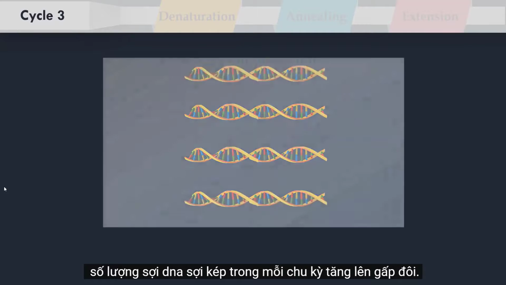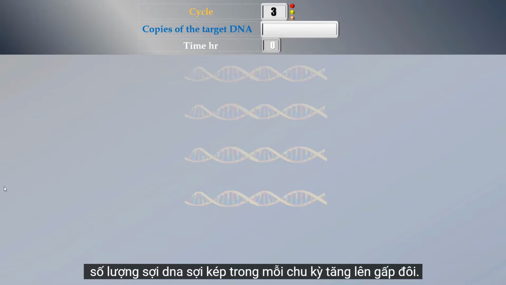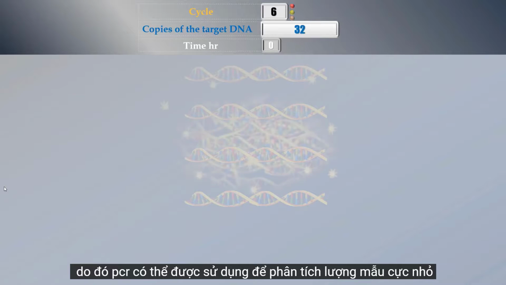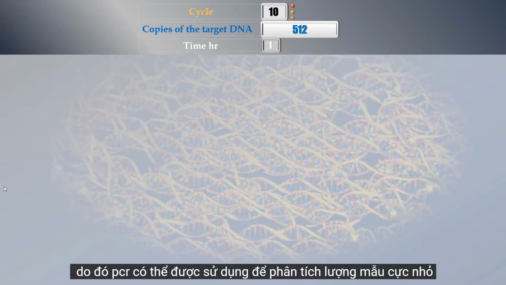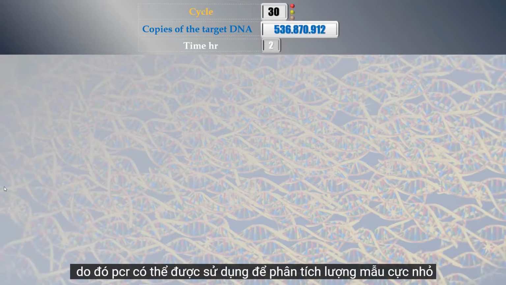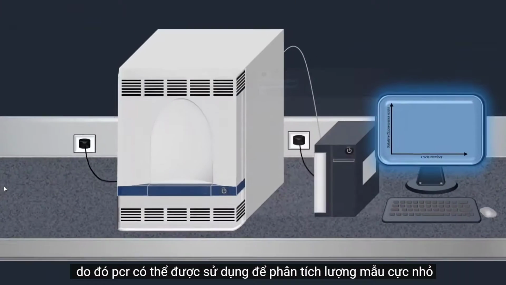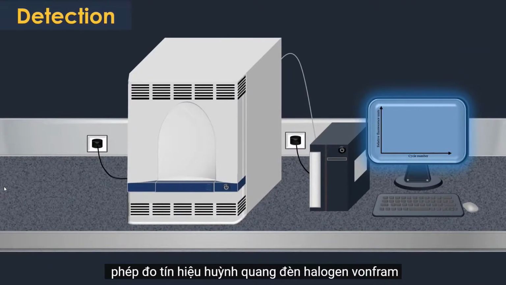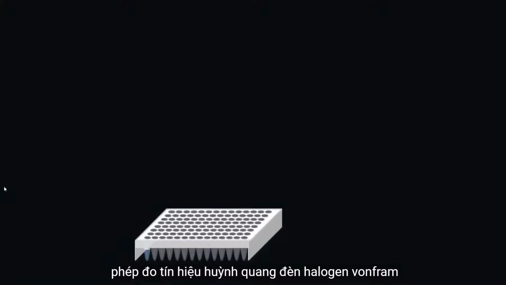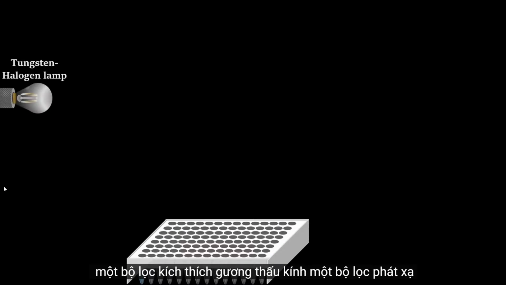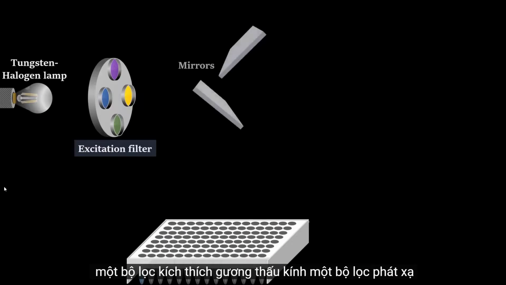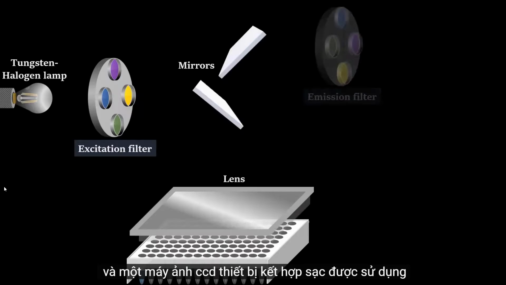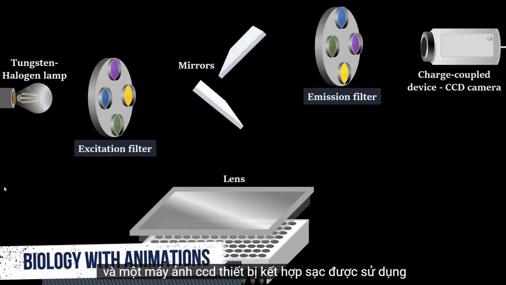The number of double-stranded DNA pieces is doubled in each cycle, therefore, PCR can be used to analyze extremely small amounts of sample. For the measurement of the fluorescence signal, a tungsten halogen lamp, an excitation filter, mirrors, lens, an emission filter, and a charge-coupled device (CCD) camera are used.